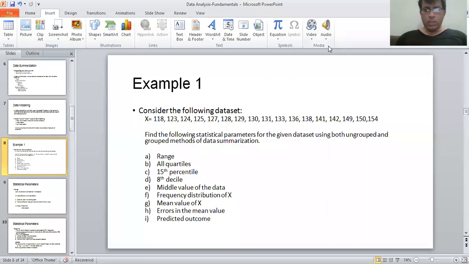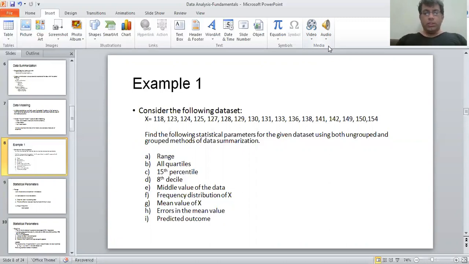In this lecture, we will look into the fundamentals of data analysis when applied on the data set, and the statistical analysis is performed as ungrouped. So this is a very simple example to understand the idea. Suppose we have collected a data set and the values are taken as values of x that are 118, 123, 124, 125, 127 and onwards till we get the last value, which is 154. So this is the data set that we have got.